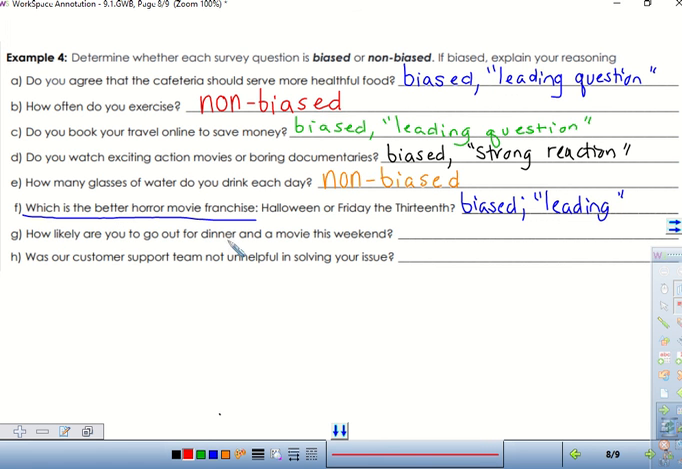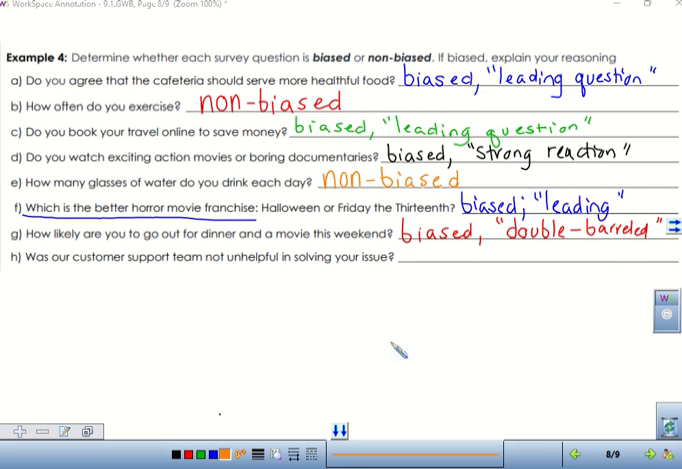How likely are you to go out for dinner and a movie this weekend? Biased. Good. Why? This is what we call double-barreled. This is asking two things at the same time, and it's typically an unintentional bias. The problem with this is that it leads to really inaccurate statistics, because now we're pulling two things that might not really be related into one category. So you have to be careful with double-barreled questions.